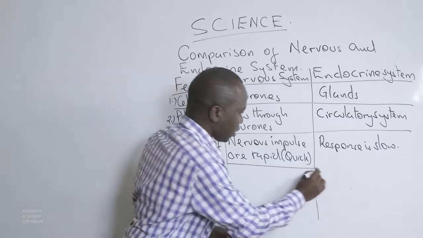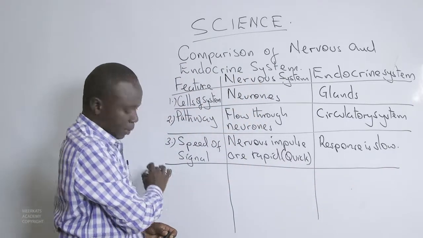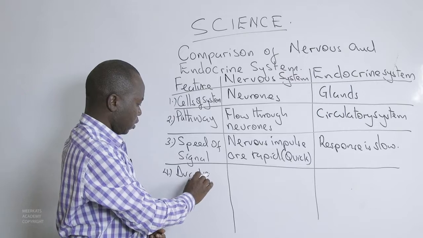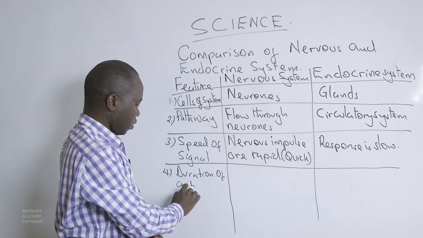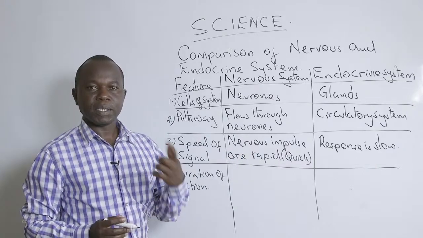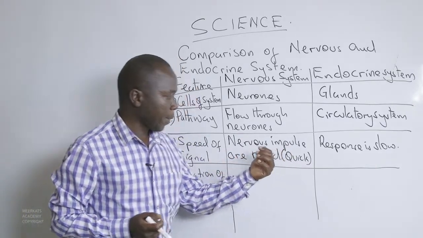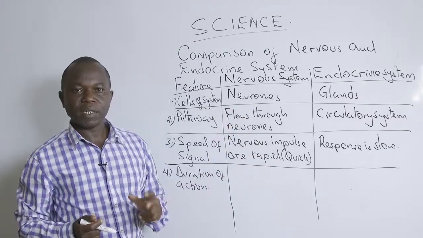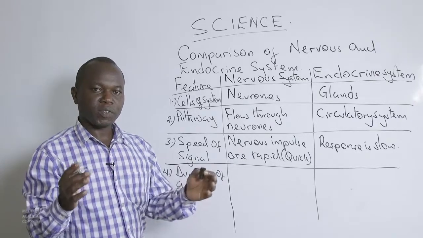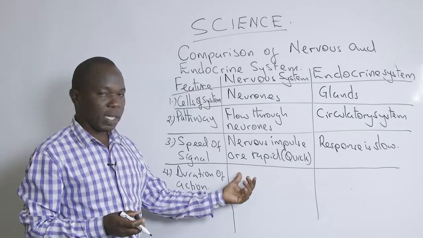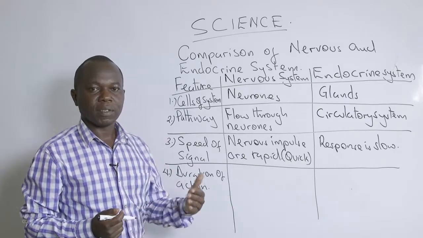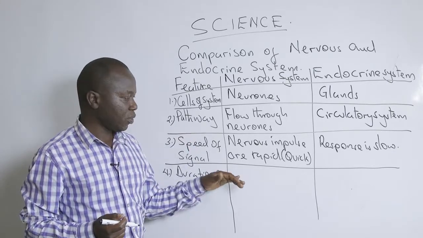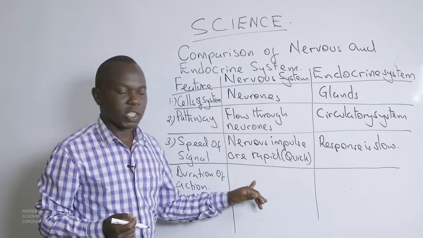We can also look at another aspect, the speed, and then duration of action, the effect. If a nerve impulse has been released or is being transmitted through the nervous system or through the neurons, as we have already identified, what will be the duration of the effect? The effect does not last long. For instance, the example that I've used, touching a hot object, you do it very fast. So the duration here lasts for a short while.